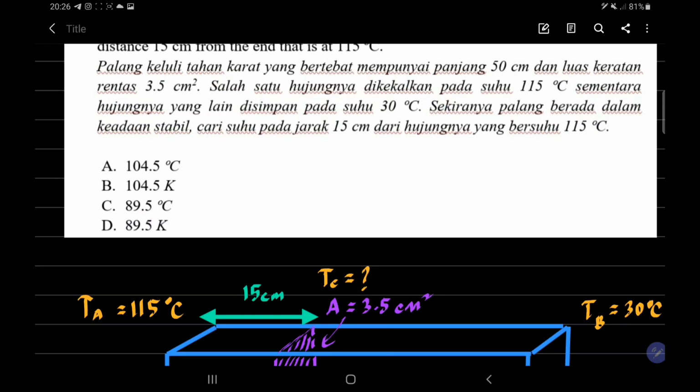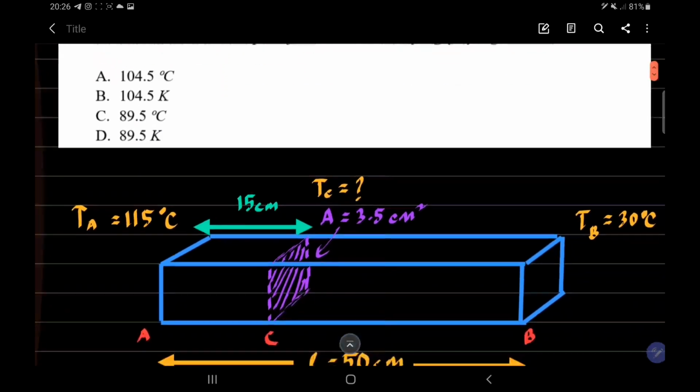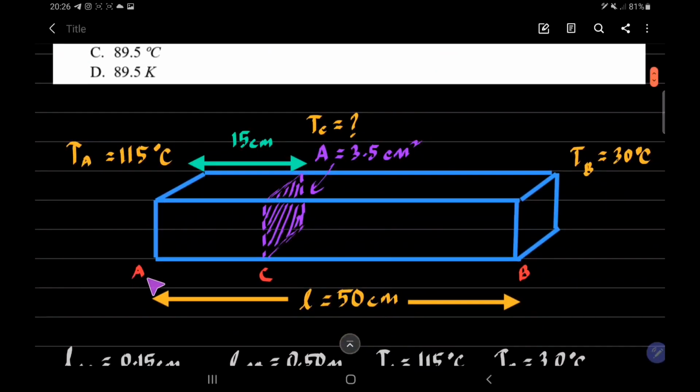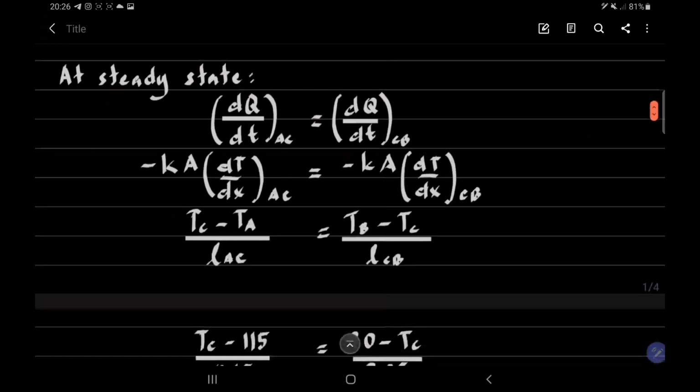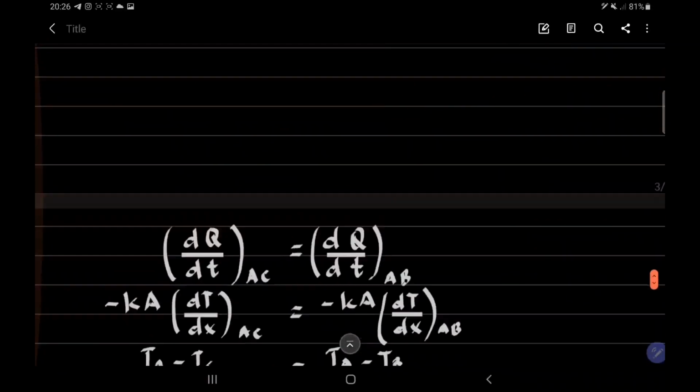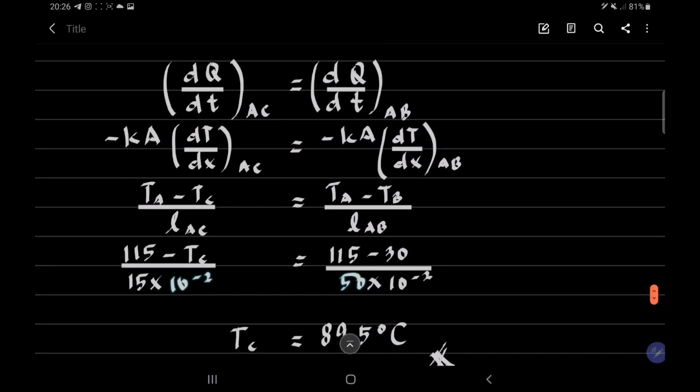Or by using the second method, you may get 89.5 directly. What do I mean? We just use the calculator directly, for example by using AC and AB, and the answer we get directly equals 89.5. For example, here at steady state, dQ over dt of AC equals dQ over dt of AB. Now we are using different parts, AC and AB. So for AC, we have negative KA dT over dx of AC, and for dQ over dt of AB, the equation is negative KA dT over dx of AB.